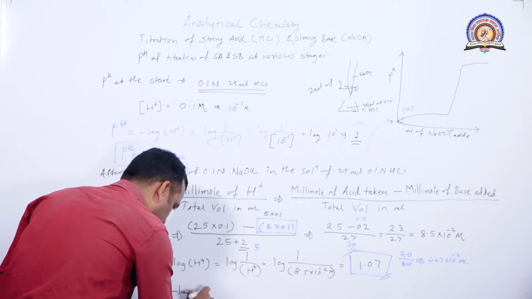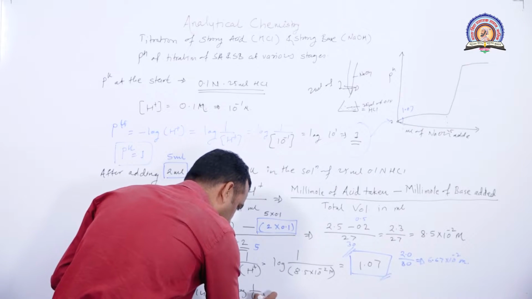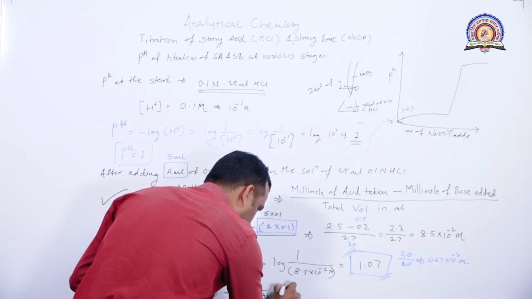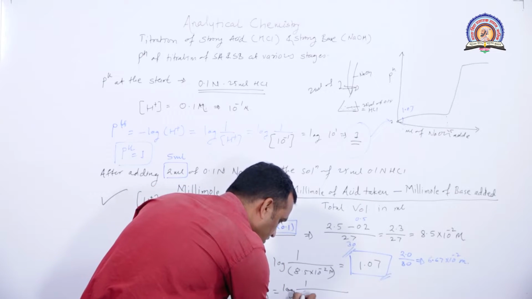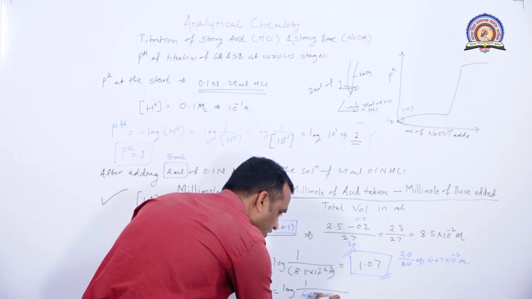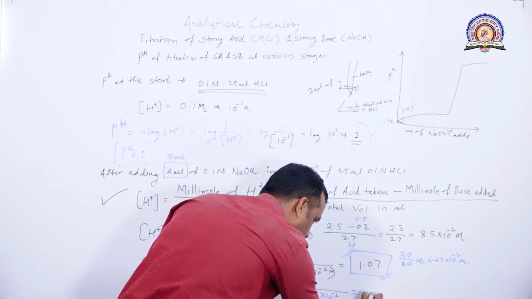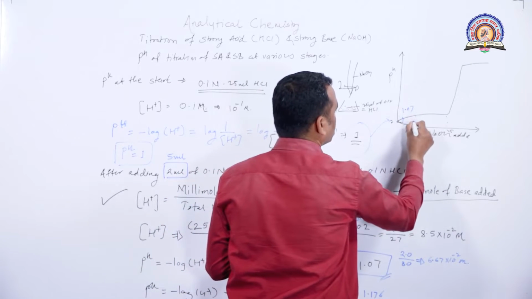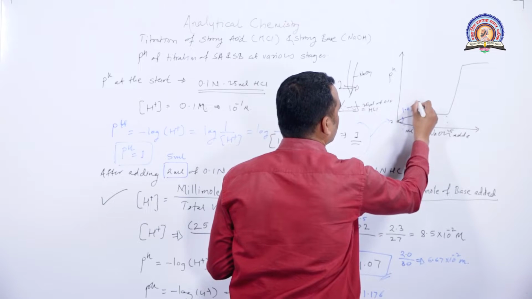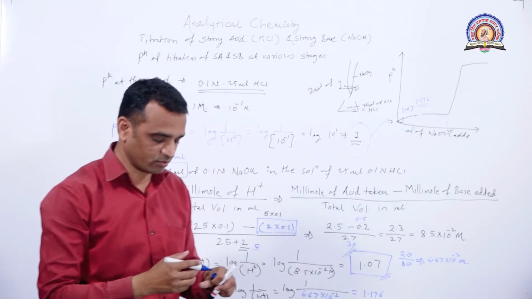Negative log of H plus ion is equal to log of 1 upon H plus ion, which is equal to log of 1 upon 6.67 into 10 raised to minus 2, which is equal to 1.176 after addition of 5 ml. 1.176, that is the pH of the solution.